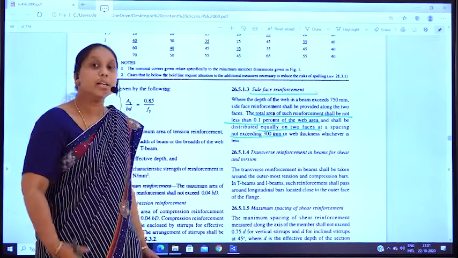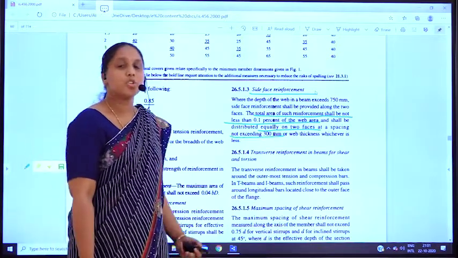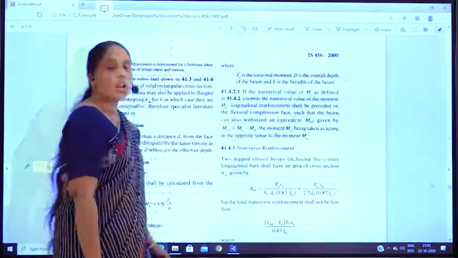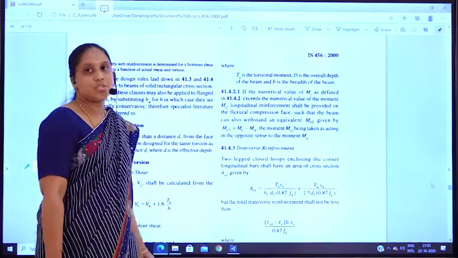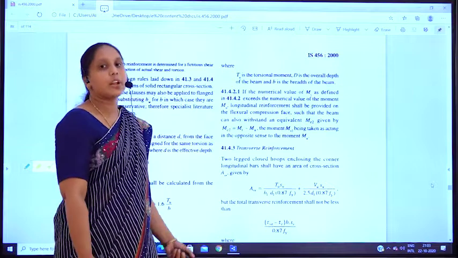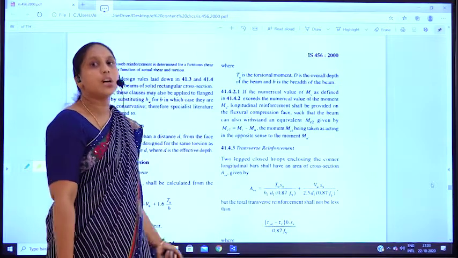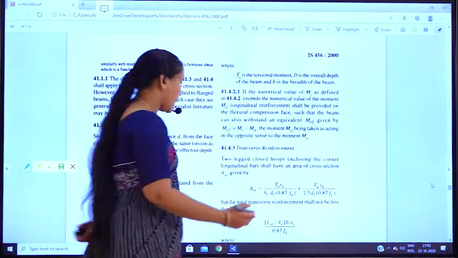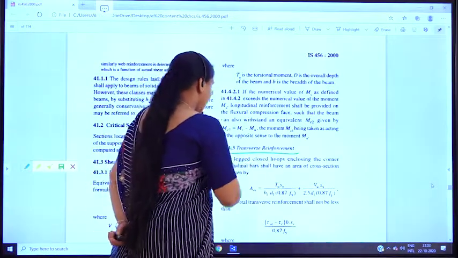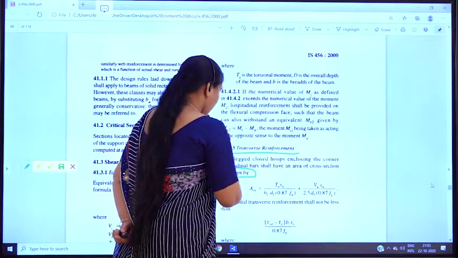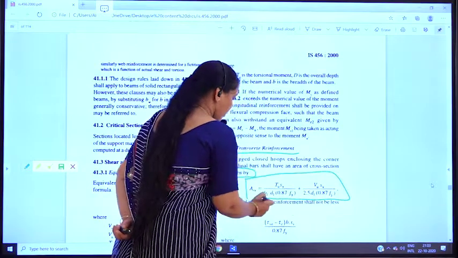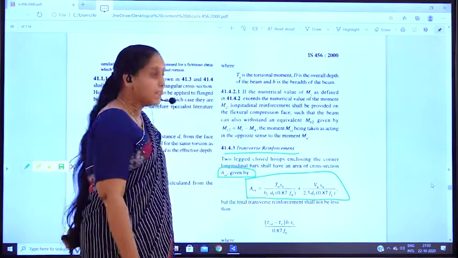Next we have to provide the distribution reinforcement. So now let us see how the distribution reinforcement has to be provided. Now we have to provide the transverse reinforcement. So how do we provide the transverse reinforcement? The transverse reinforcement is provided in the form of vertical stirrups, and the vertical stirrups ASV is given by this formula, and from this formula you can calculate the spacing required.